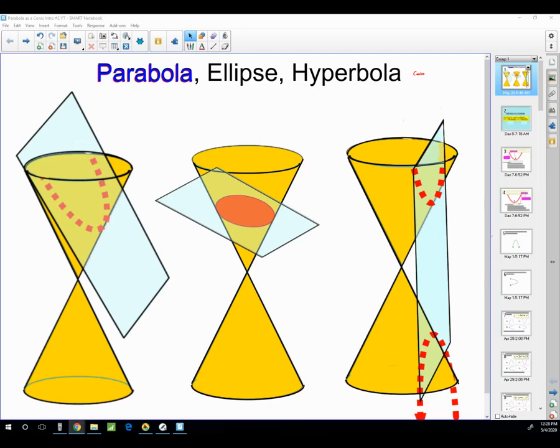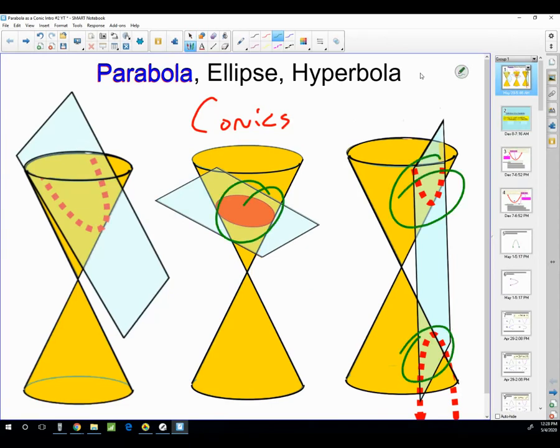Hey everybody, welcome back. We're talking about conics. Specifically, we're talking about parabolas. There are other conics like ellipses and hyperbolas and circles. We're not dealing with them today.